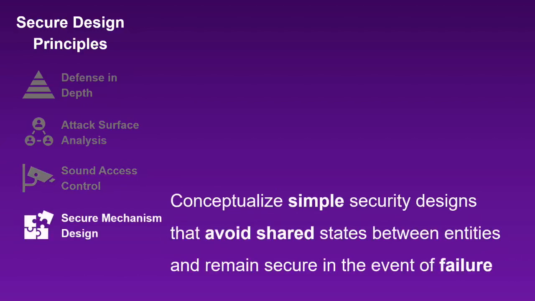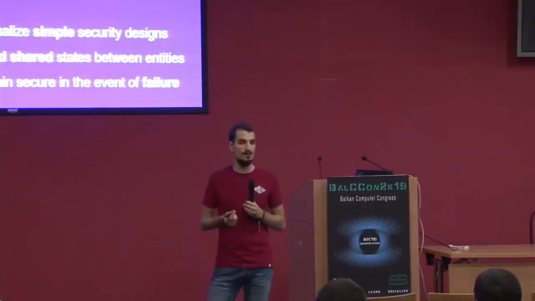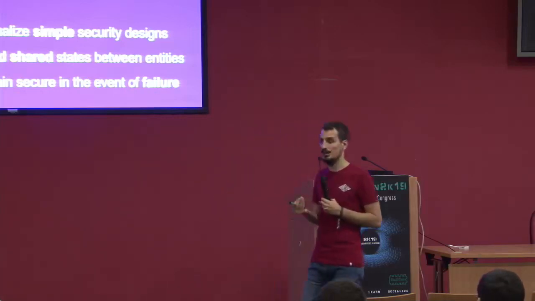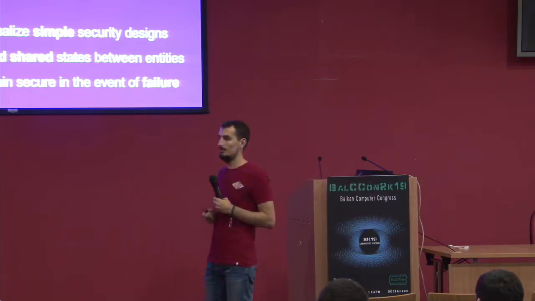Secure mechanism design is our next topic. And here we will also examine a set of 3 secure design principles. The idea here is to conceptualize a simple design. In general, we want to have simplicity in our software, but for security controls, this is especially important. Complicated design will make finding vulnerabilities more difficult. So we want to simplify this to make sure that we understand how our security controls work to avoid their malfunctioning.